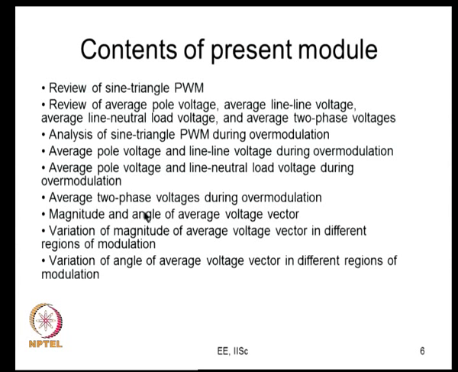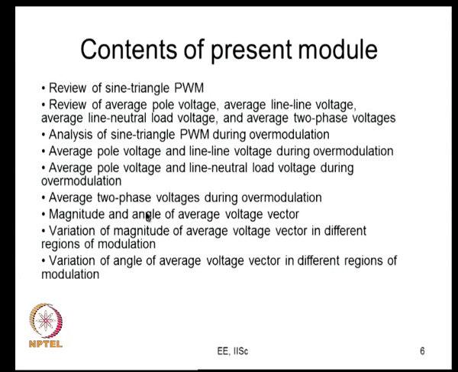We will just see what happens to these waveforms. They will not be sinusoidal, that is certainly something you can understand. And then once you have these average 3 phase voltages, you can transform them into average 2 phase voltages. This is the space vector transformation. Now, we will look at how these 2 phase voltages vary during overmodulation.